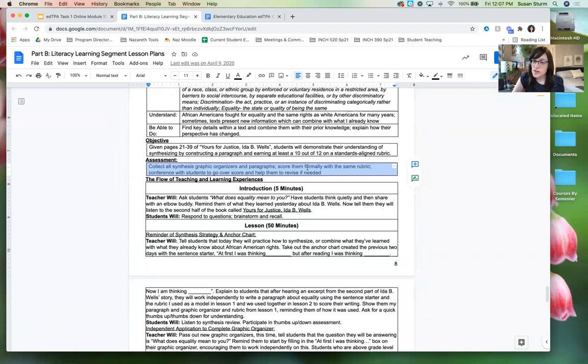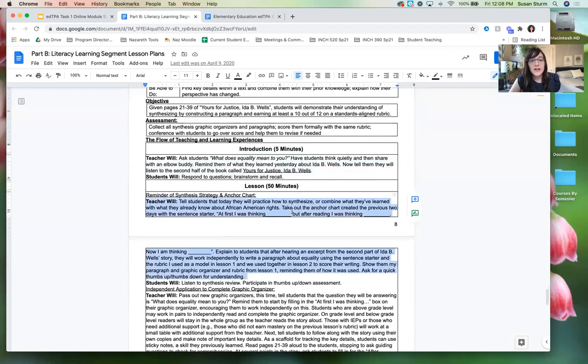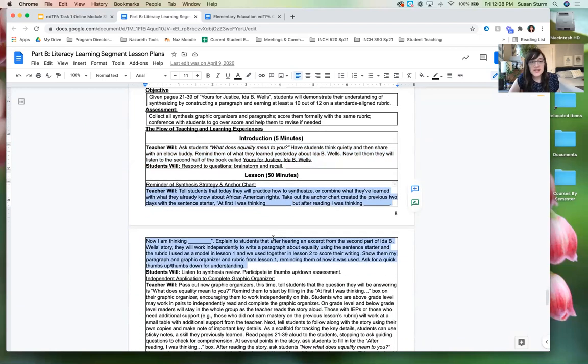And again, she's hoping to conference with all of her students. This lesson would probably take much longer if you're going to conference with 20 students. This might take a couple of days, and that's okay. So introduce, what does equality mean to you? Remember yesterday, talk with an elbow buddy. We read Ida B. Wells. Now we're going to read the second half, reminding them of that synthesize and anchor chart.